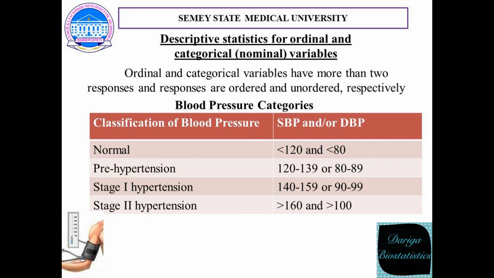The National Heart, Lung and Blood Institute issues guidelines to classify blood pressure as normal, pre-hypertension, stage 1 hypertension, or stage 2 hypertension. The classification scheme is shown in the table and is based on specific levels of systolic blood pressure (SBP) and diastolic blood pressure (DBP). Participants are classified into the highest category as defined by the SBP and DBP. Blood pressure category is an ordinal variable.